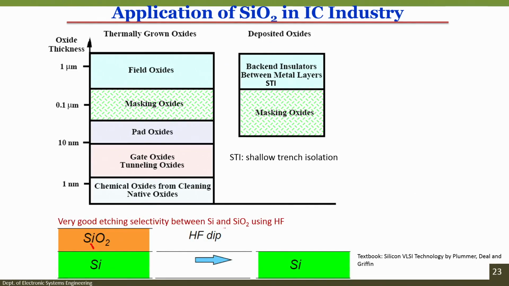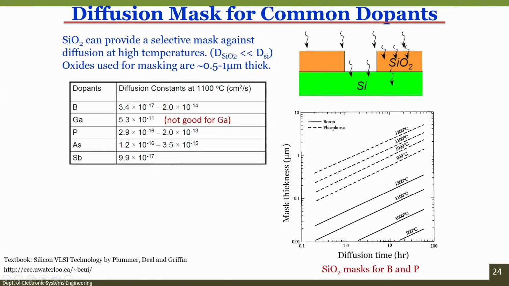But like I said, if you have silicon dioxide on a silicon wafer and you dip it in HF, which is hydrofluoric acid, then silicon dioxide will get etched and only the silicon wafer will be left.